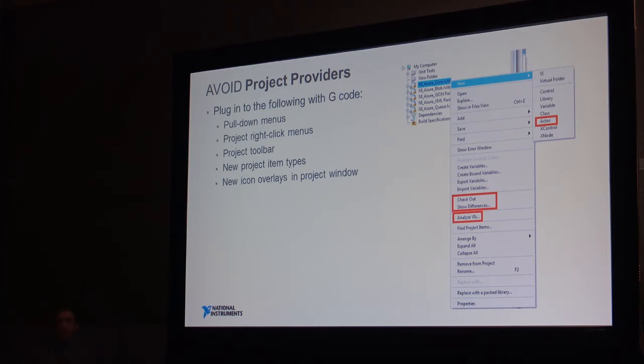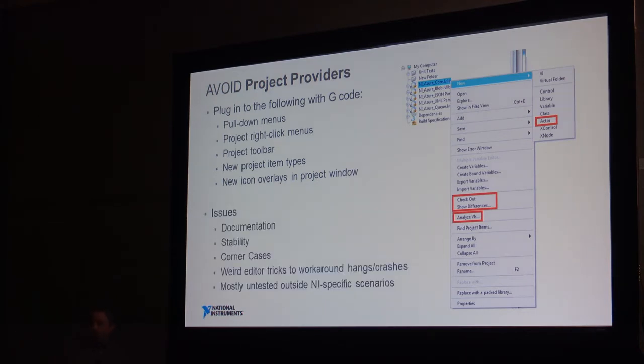The project providers can do some interesting things in the project window by adding features to the toolbar, to the right-click menus, to the icon overlays. Project providers are very, very difficult to work with. It's true that they're all G-code. However, there's so much weird, fragile, delicate stuff inside of LabVIEW that won't work right if your project provider does just the wrong thing, that I cannot recommend people use them outside of National Instruments.